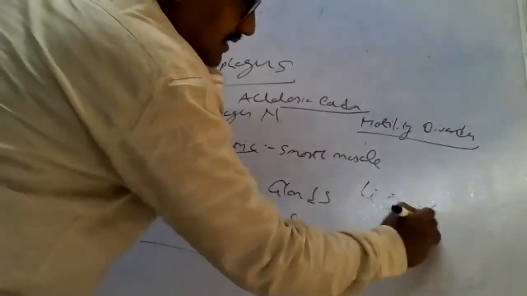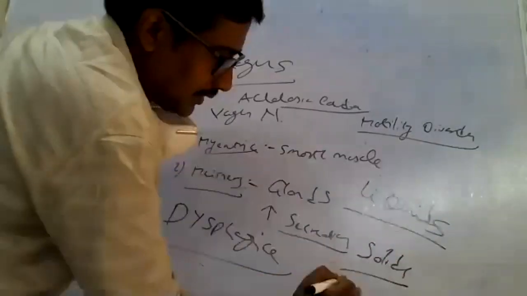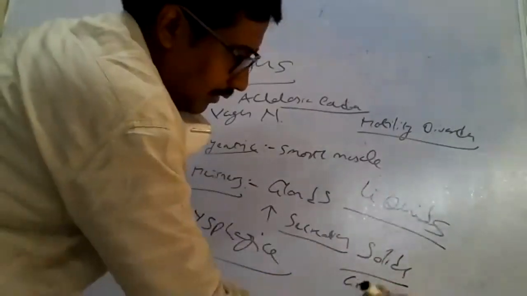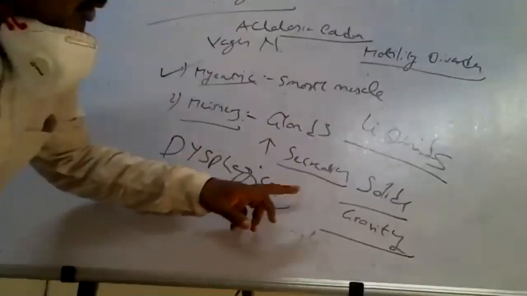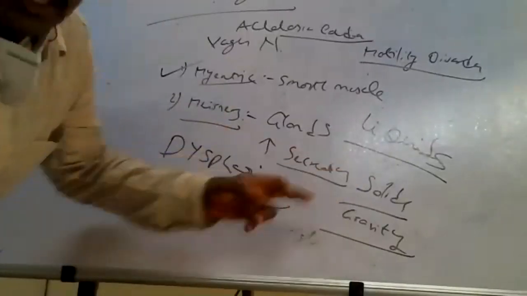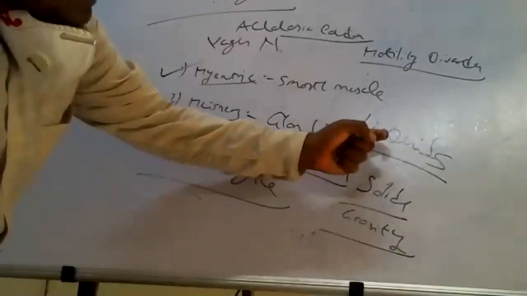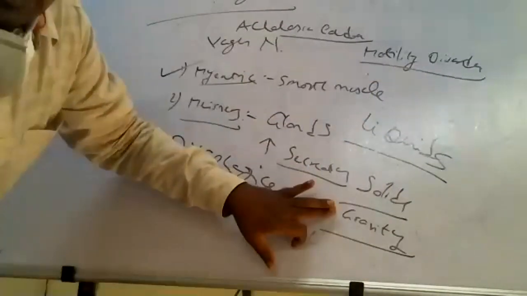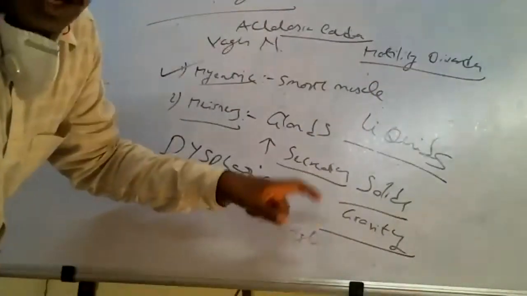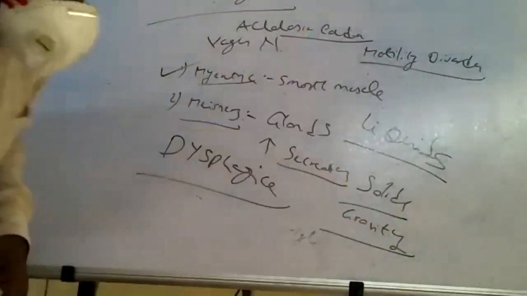Why? The solids can move into the stomach because of gravitational force, or because of more weight, they can easily get into the stomach. But liquids, even though the weight is less, cannot enter into the stomach because of less weight and less gravitational force acting on the liquids. So in achalasia cardia, the dysphagia is more for the solids compared to the liquids.